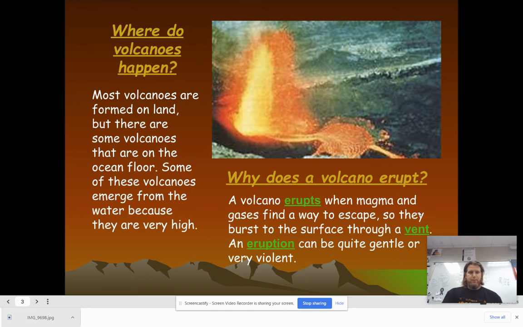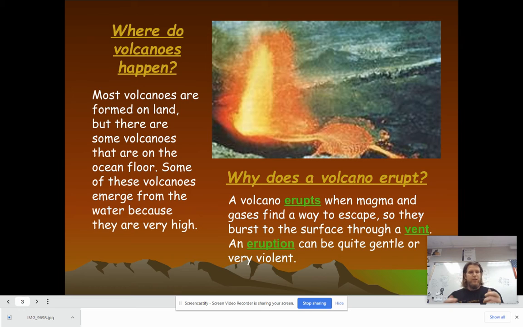But why does it erupt? So a volcano erupts when the magma and gases find a way to escape. So there's not only the molten rock, but there's gases mixed up in here as well. And so with the gases being mixed up, along with the very hot magma that will make its way to the surface due to density differences, once it reaches a point where there's such little pressure above it, it will kaboom, erupt.